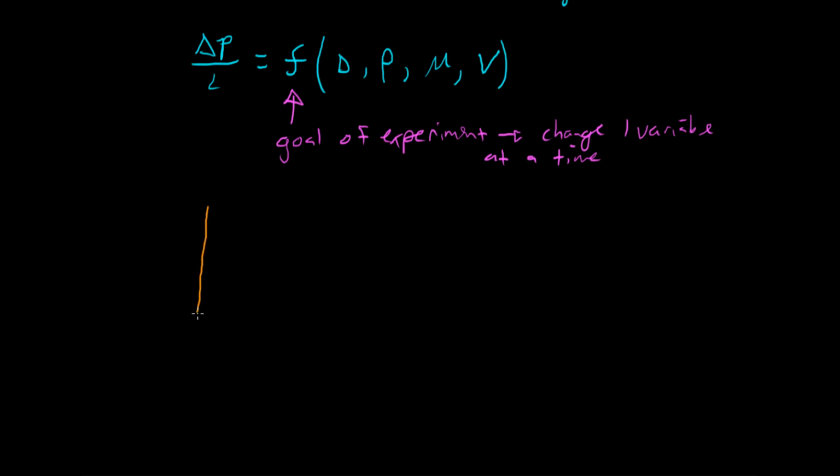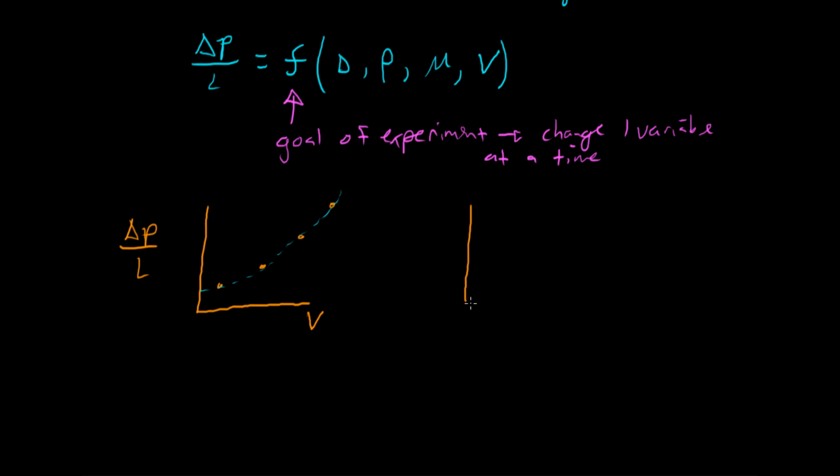And if we did that, we could do an experiment where we just change the velocity, and we could put delta P over L on this graph, and we'd get a couple of different points from our experiment. We could do some sort of regression analysis that would give us a curve that tells us delta P over L as a function of velocity.